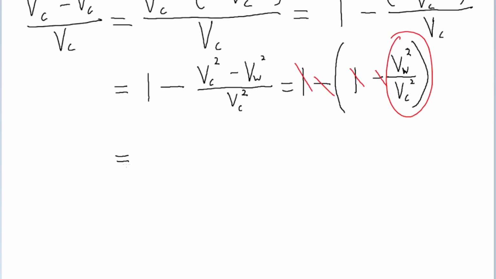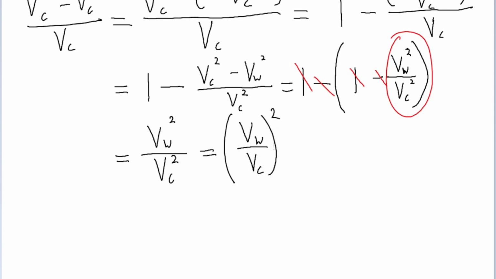And finally, we end up at a very simplified term of v sub w squared divided by v sub c squared. And remember that if you have something squared divided by something else squared, you can remove the square and apply it to the entire fraction. So really, our most simple result is v sub w divided by v sub c, all of which being squared.